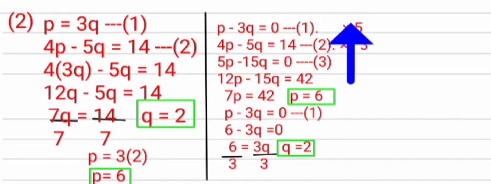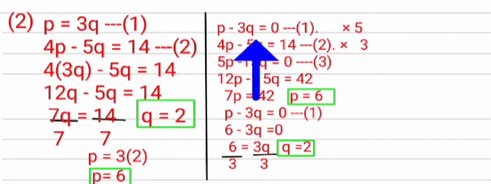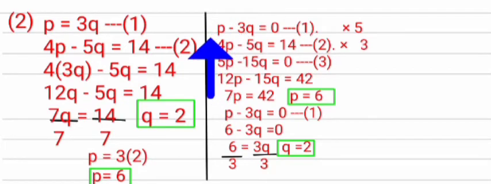So now when we multiply, we are going to multiply the whole of equation 1 by the opposite sign of the coefficient. Let's assume we want to eliminate P. We are going to multiply the whole of equation 1 by the opposite sign of the coefficient of P in equation 2. That's going to give us negative 4.